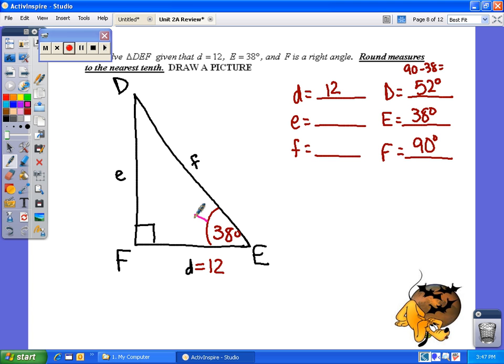So e is opposite from 38 and adjacent to 38, so that's tangent. So this would be the tangent of 38 equals e over 12. You know that that means you have to multiply because the variable is in the numerator. So just do 12 times the tangent of 38, and you get 9.375, so that's 9.4.